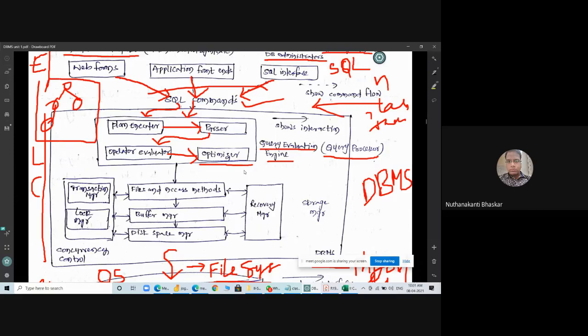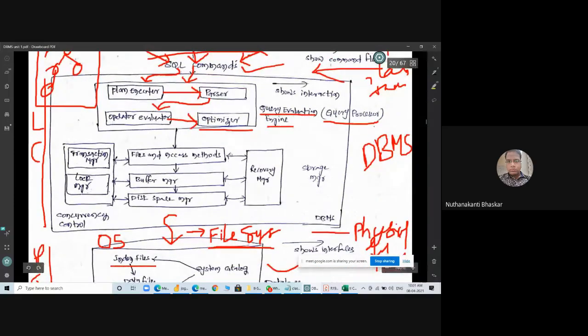Now, once the query evaluation engine has evaluated our query with the optimizer, it moves to the file and access methods. Sir, what are the files? It means the tables you included and the attributes you gave in this query, those things are going to be accessed. At the time of accessing, we know the buffer manager is there. What is the use of the buffer? A buffer is a temporary storage. Why is this temporary storage required?